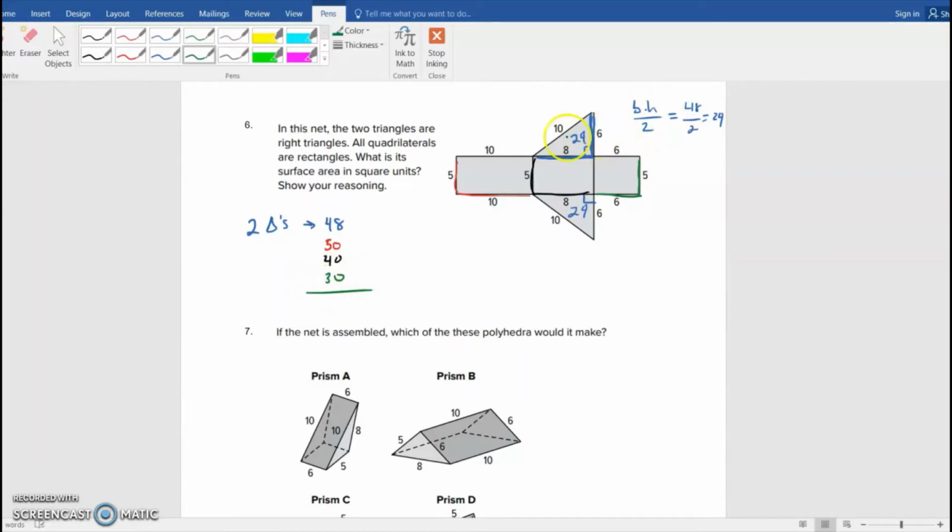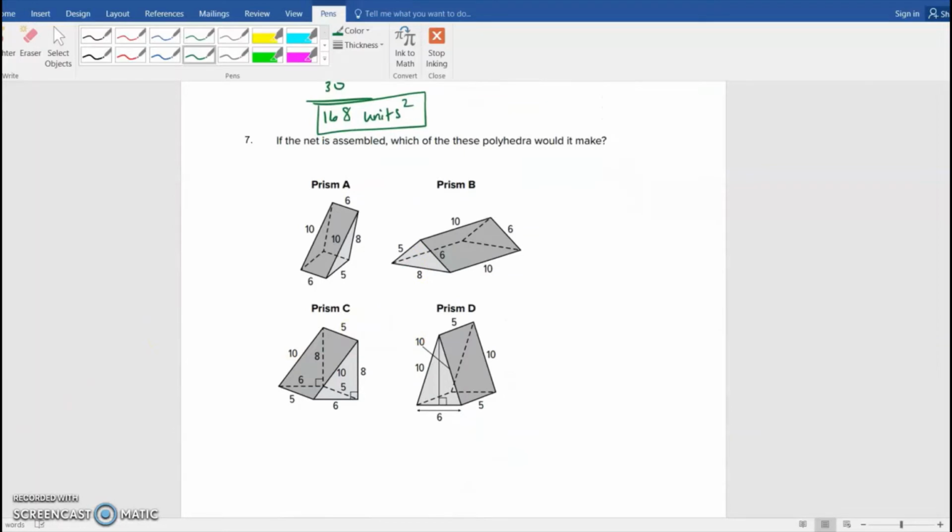And that takes care of all 5 faces, 1, 2, 3, 4, 5. So when I add those together, 48 plus 50 is 98, plus 40 is 138, plus 30 is 168. So I come up with 168. And again, I don't have a label, so it'd be units squared because I'm talking about surface area.